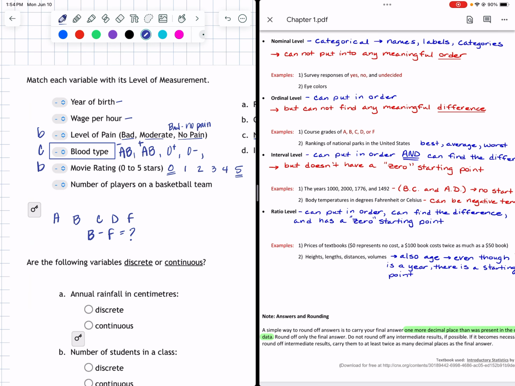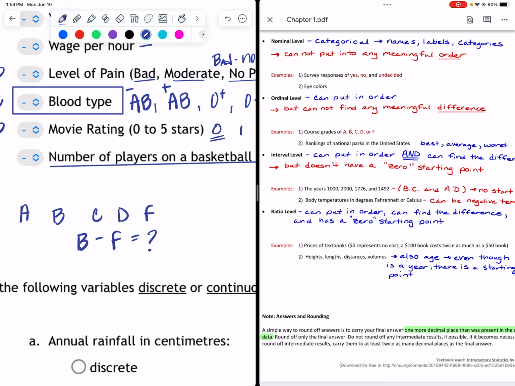If we take a look, I'm going to start down at the bottom. Number of players on a basketball team. I could rewrite this as players per team. That is not going to fit the interval level. It's going to fit the ratio level, and we'll talk about why in a minute.